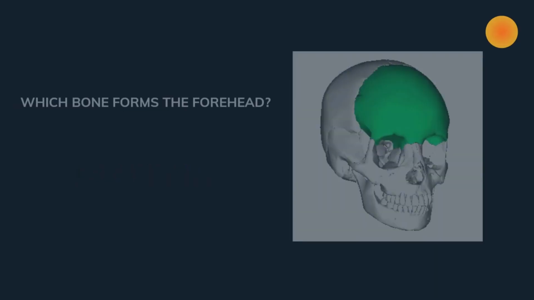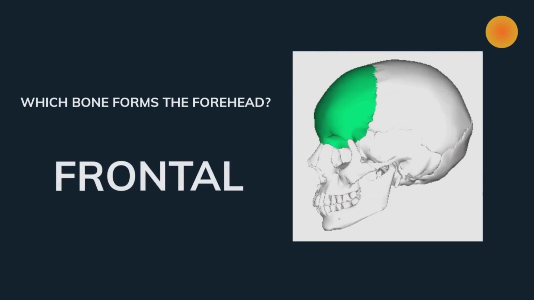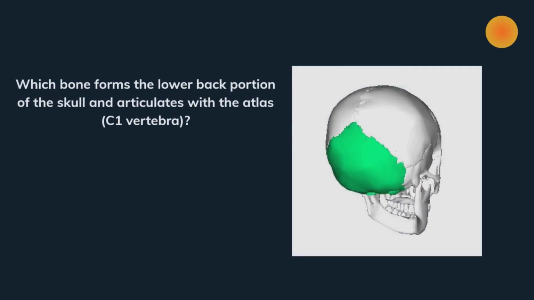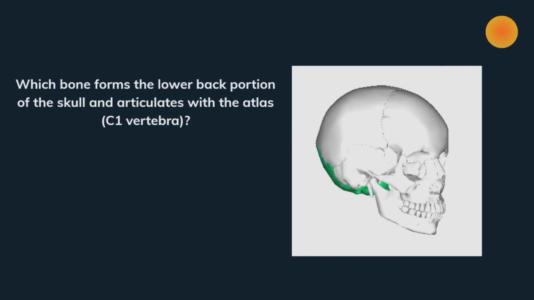Lacrimal. Which bone forms the forehead? Frontal. Which bone forms the lower back portion of the skull and articulates with the atlas? Occipital.